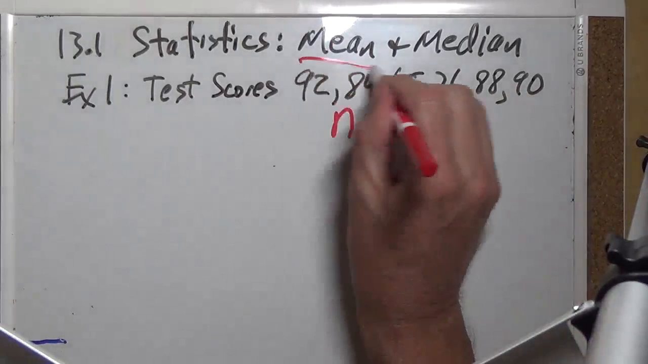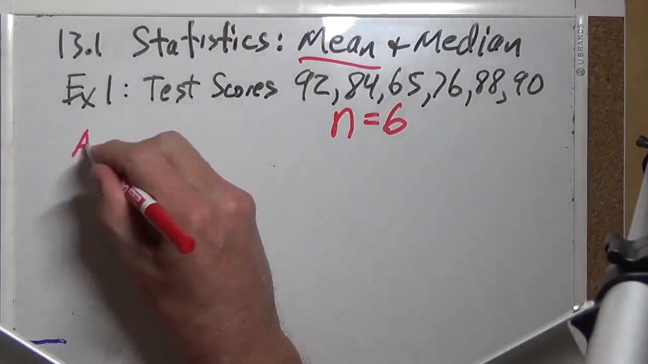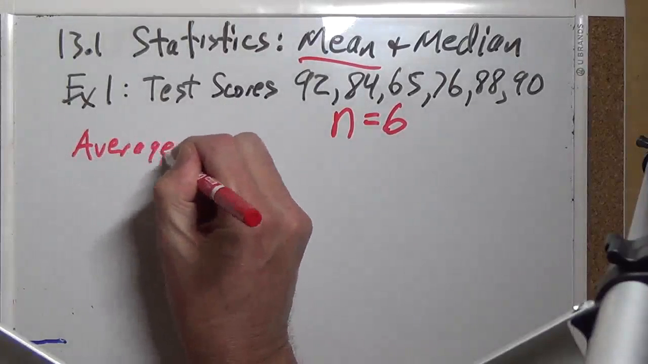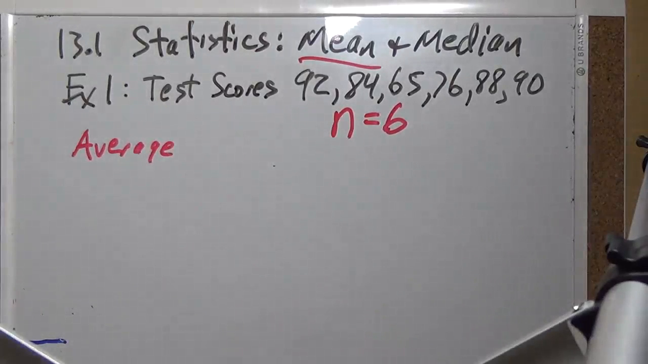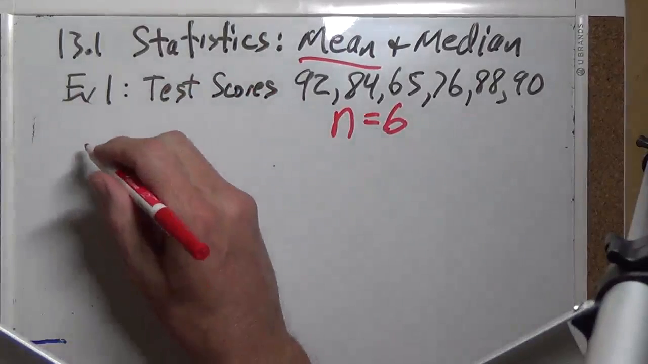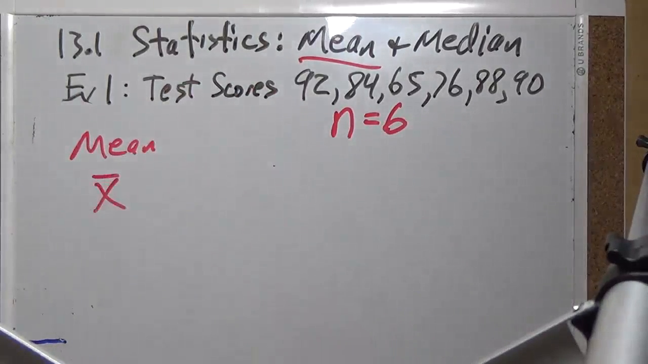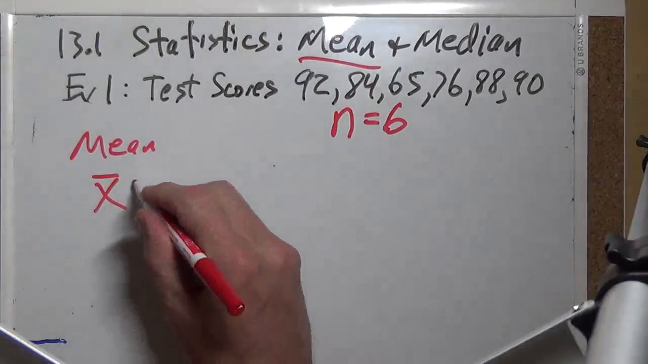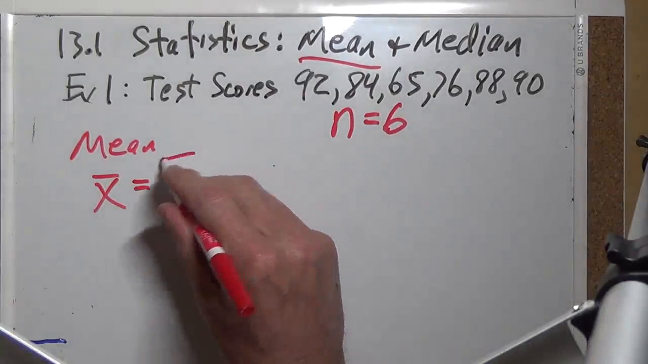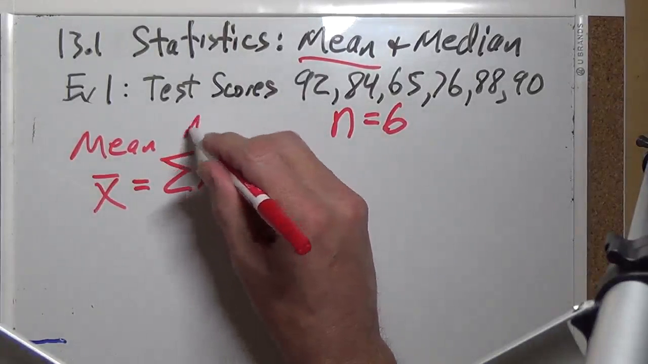The mean you've been finding your whole life. It's the same as finding an average, where you add everything up and then divide by how many things you have. The only problem is we don't use that word anymore in statistics. So the mean, we give it the symbol X bar. Here's another symbol, capital sigma. This says add everything up.